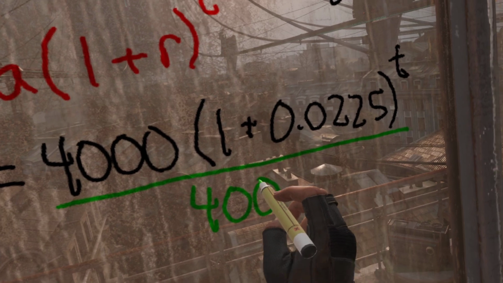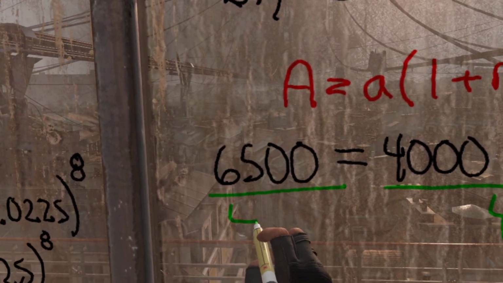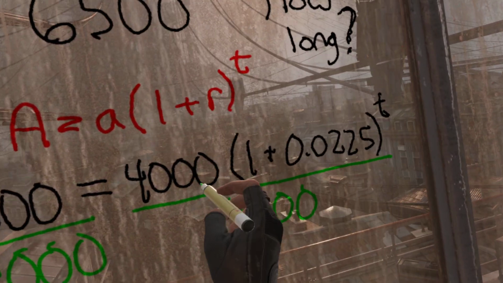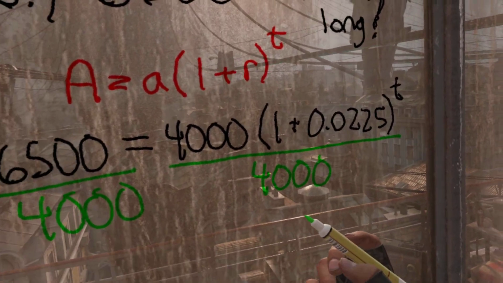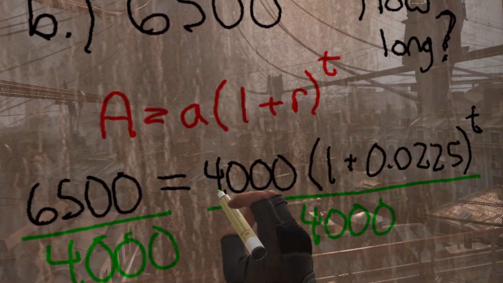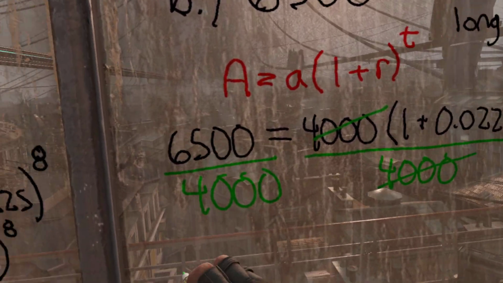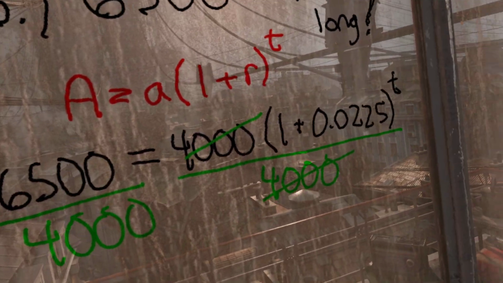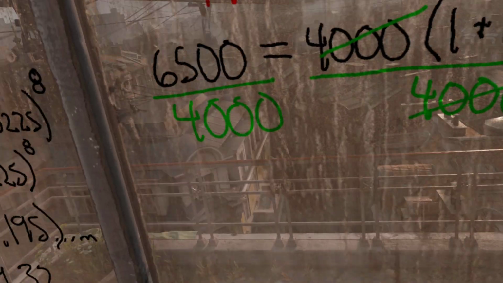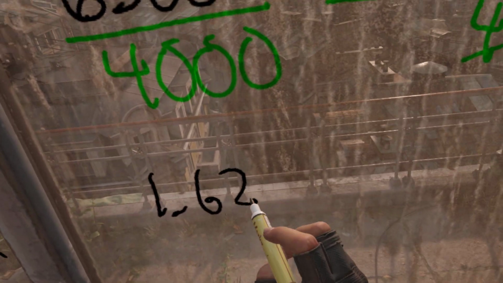That's step one. If I divide this side by 4,000, I must divide the other side by 4,000. So on this side, it's easy. I have 4,000 divided by 4,000. That is 1. 4,000 divided by 4,000 is 1. And 1 times that is not going to change it. So in other words, it just cancels. On this side, you're just going to take your calculator, put 6,500 divided by 4,000, and see what you get. You're going to get 1.625.